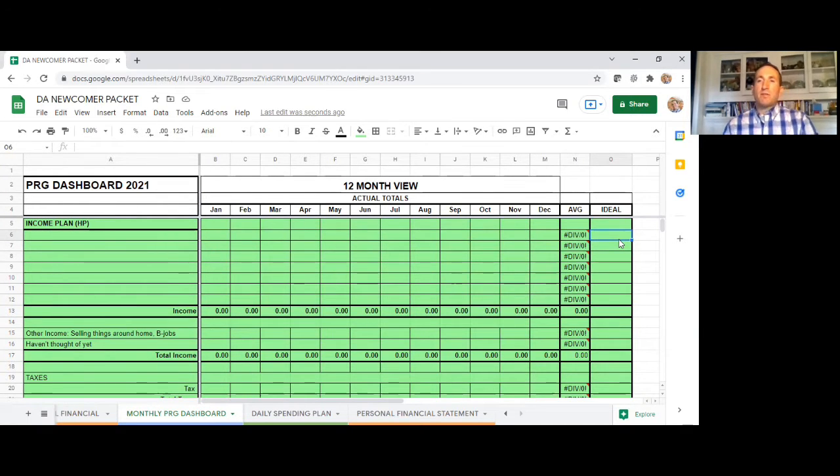Early on in my PRG, they suggested that we come up with what would be an ideal salary. So if I was making $100,000, they recommended that number be $200,000. The point is, this is where you get to dream a little bit and then come up with a way of working toward that number.